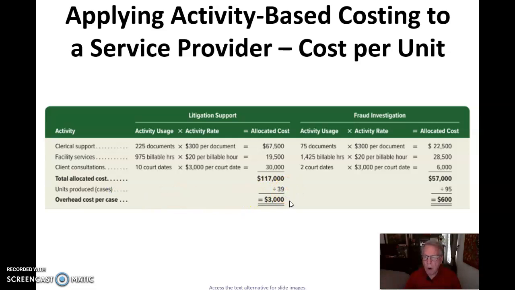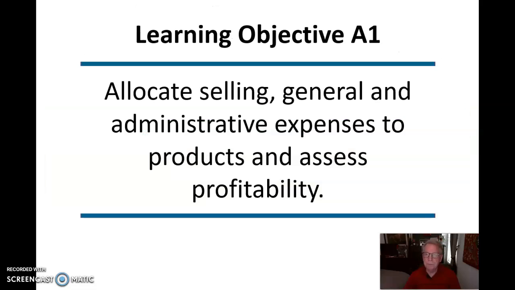So our overhead cost per case is going to be $3,000 for litigation. For fraud, considerably less. We don't have nearly as many documents, but we have a fair amount of billable hours, but not very many court dates. And those court dates are expensive at $3,000 per court date. So that's a pretty dramatic difference between the cost per case for fraud versus litigation. And I think you can see that if you're a lawyer, this activity-based costing can be beneficial.